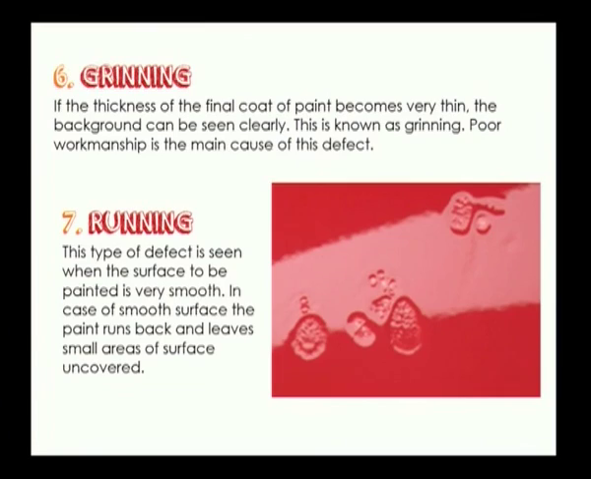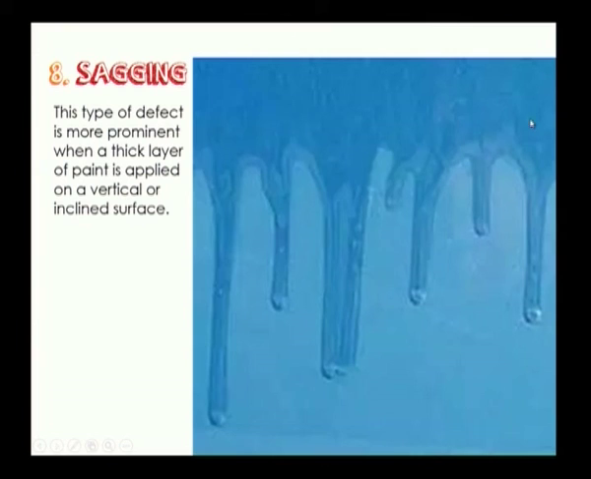The next type of defect in paints is running. This type of defect is seen when the surface to be painted is very smooth. In case of smooth surfaces, the paint runs back and leaves small areas of the surface uncovered. Like you see in this image, if you apply paint on a very smooth surface, you might also see this when you pour water over a very smooth surface: the water gathers at certain places, leaving certain pockets empty. This is what happens with paint also. The paint leaves certain pockets which are not covered with paint. This type of defect is called running.